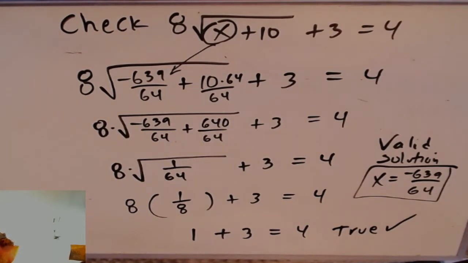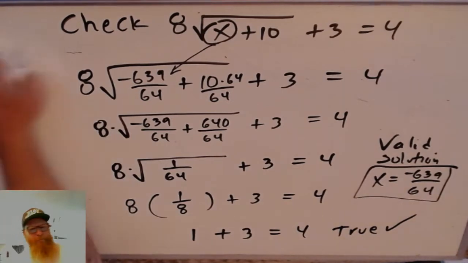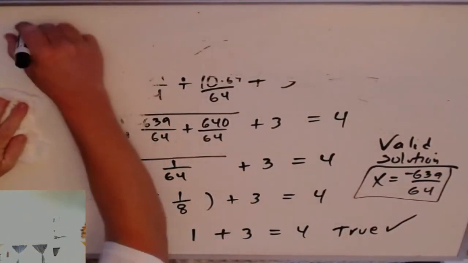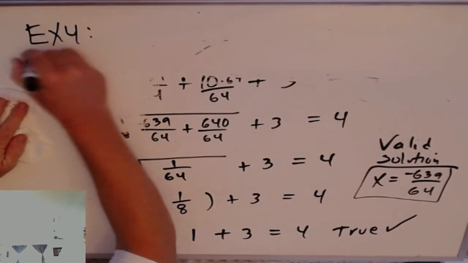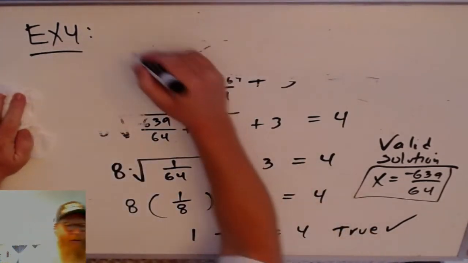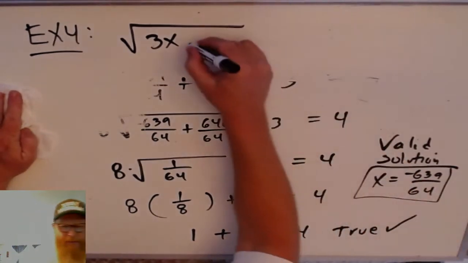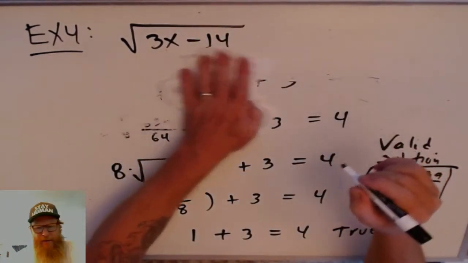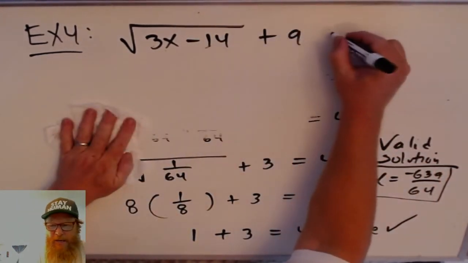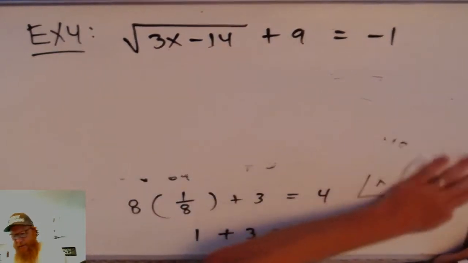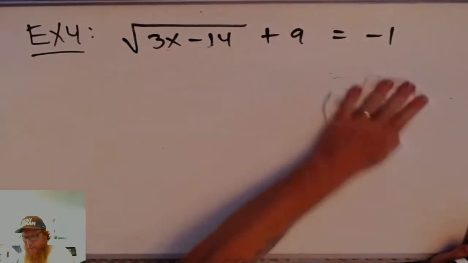Okay, moving right along. Example 4. Square root of 3x minus 14 plus 9 equals negative 1.